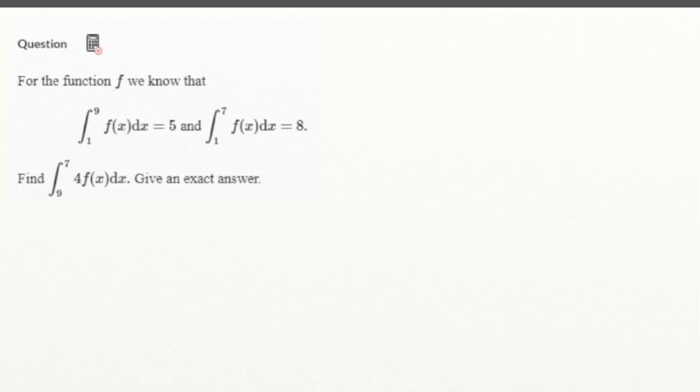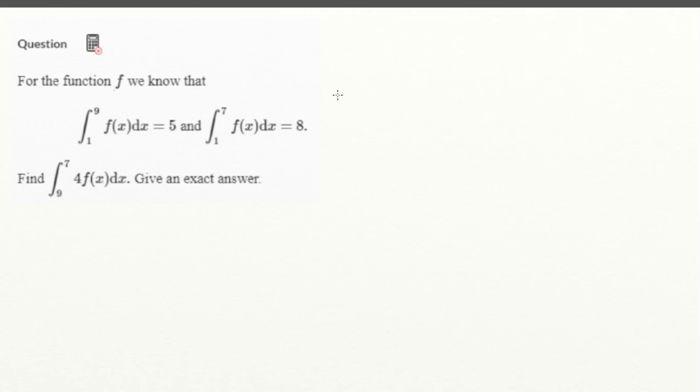Hi there everyone. Today I would like to show you how to solve this very simple problem regarding integral calculus. In this problem here, we do have some definite integrals for our functions. However, we don't know what the function is. And at the end, we are asked about some definite integral, which is different from those that we had before, of 4 times that function.